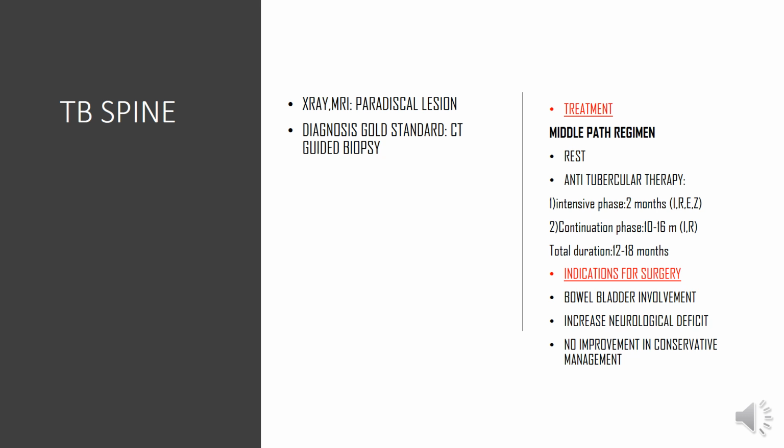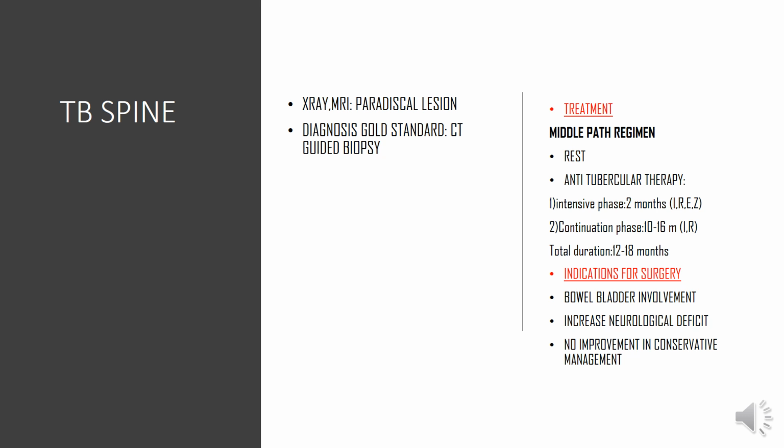The treatment is middle path regimen, which includes rest and anti-tubercular therapy. In anti-tubercular therapy, there are two phases: intensive phase and continuation phase. The intensive phase is for 2 months, which includes isoniazid, rifampicin, ethambutol, and pyrazinamide. The continuation phase lasts for approximately 10 to 16 months, which includes two drugs, isoniazid and rifampicin. The total duration for anti-tubercular therapy is approximately 12 to 18 months.